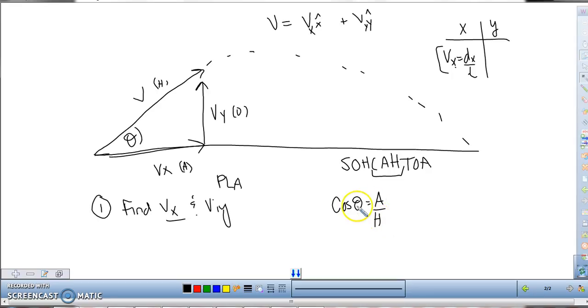Now what I'm going to do is plug in the values for our triangle here. So this is really going to be cosine equals the adjacent, which is Vx, over the hypotenuse, which is V. Then if I solve for Vx, I multiply V on both sides. So what we get is V cosine of the angle is going to be our Vx.